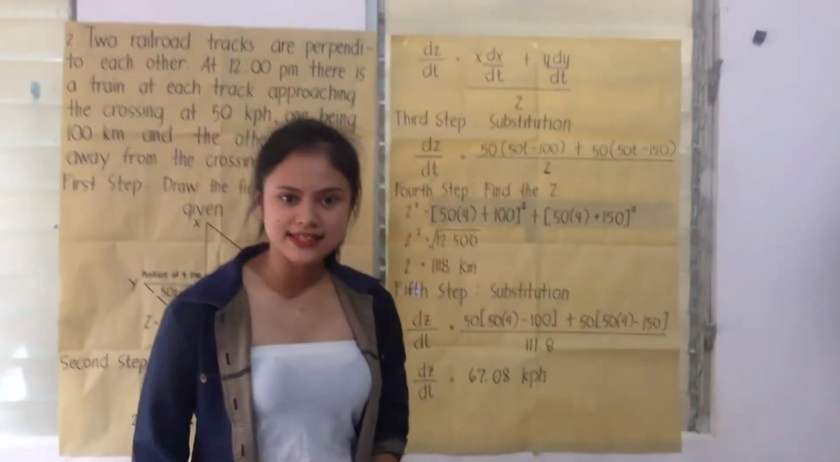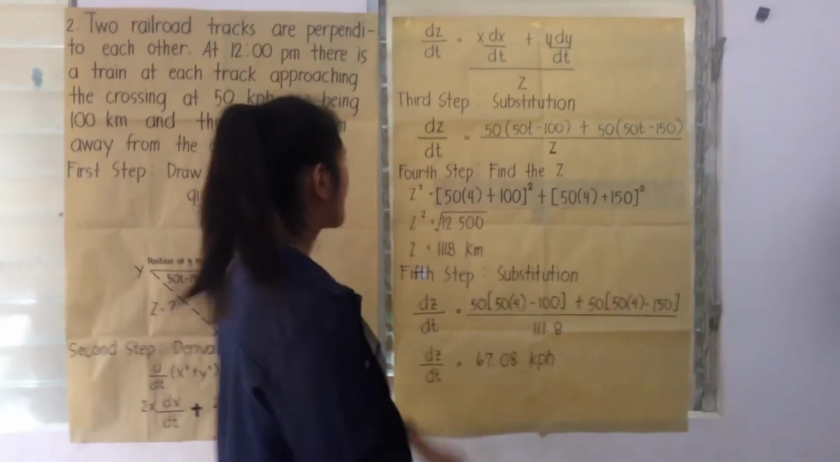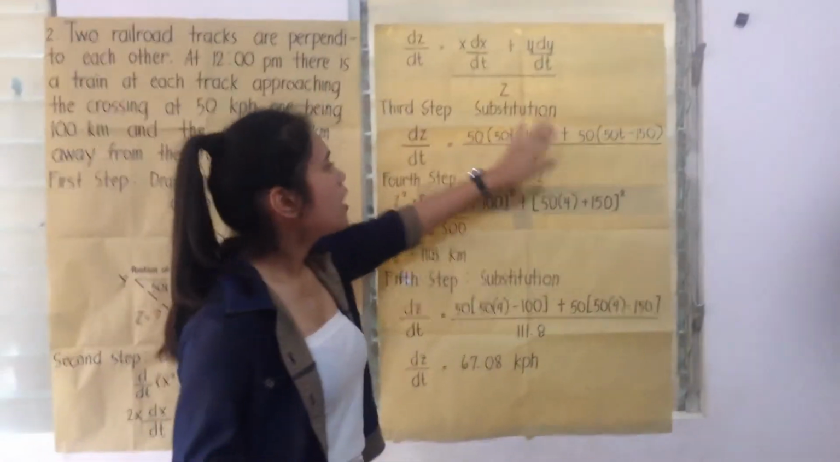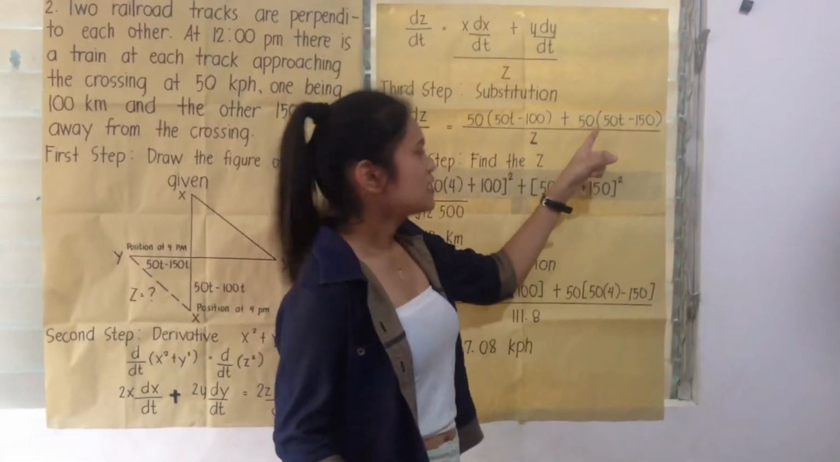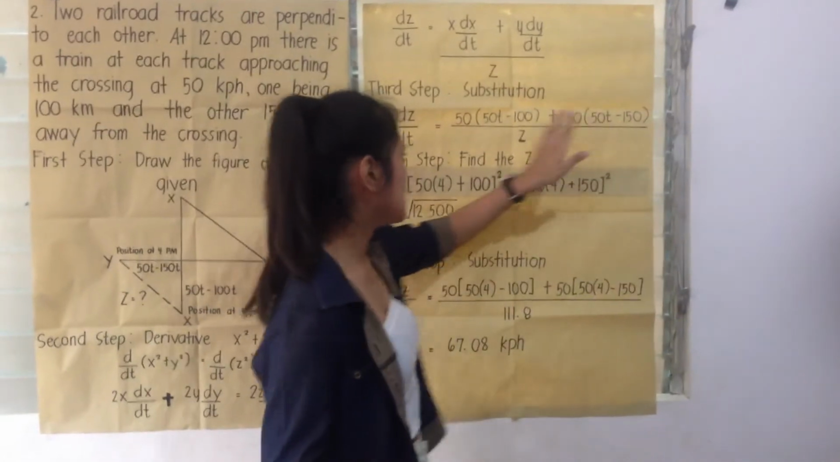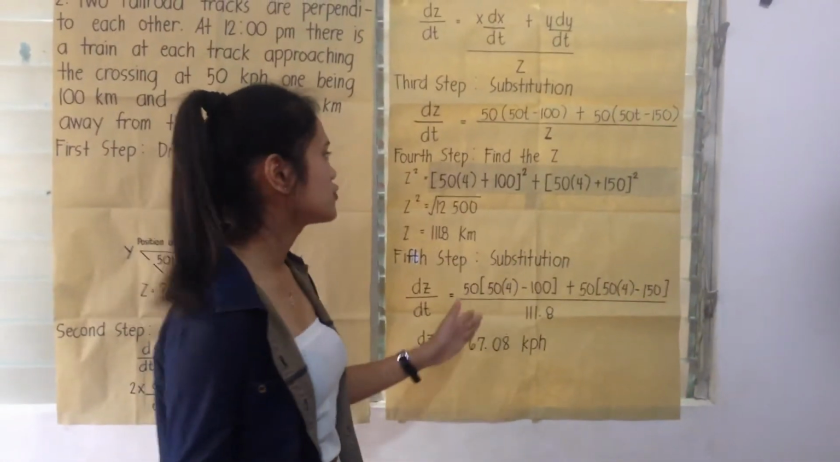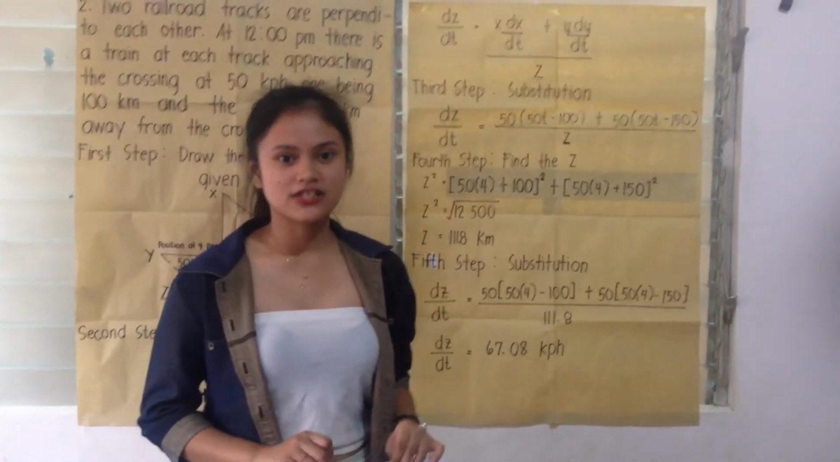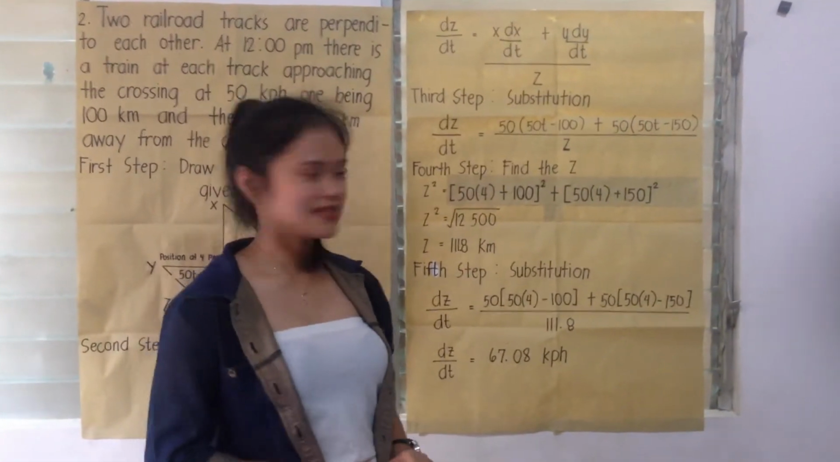So the third step is the substitution. So now we have the x, we have the dx over dt plus y times dy over dt. So we will just substitute it, divided by z. So the fourth step is to find the z. So what is the z?